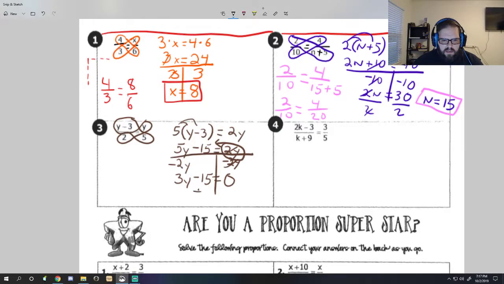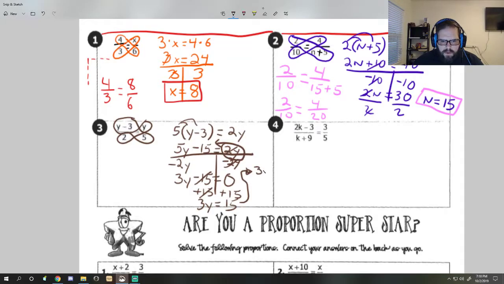Well, I have to add 15. Add 15 to this side, and I add 15 to this side. So this is going to cross out, that's going to cross out. I'm going to be left with 3y equals 15. And now we know what to do. Now it's back to the normal stuff, back to the easy stuff.